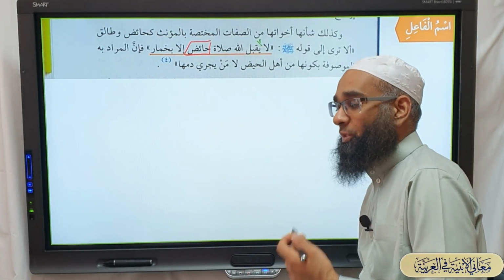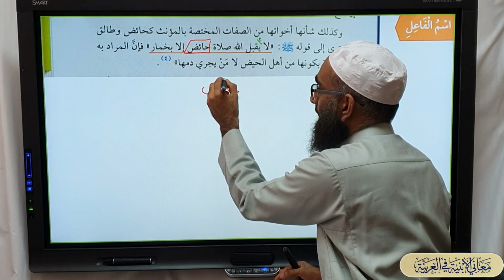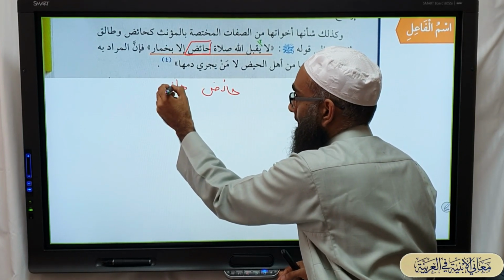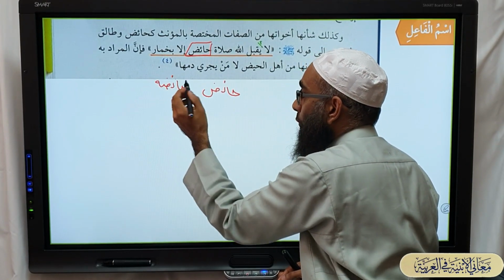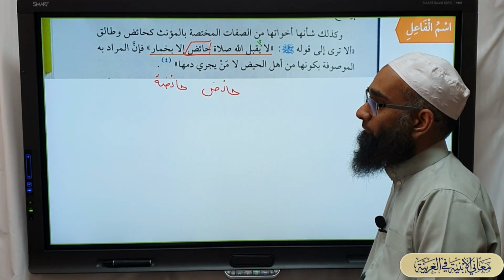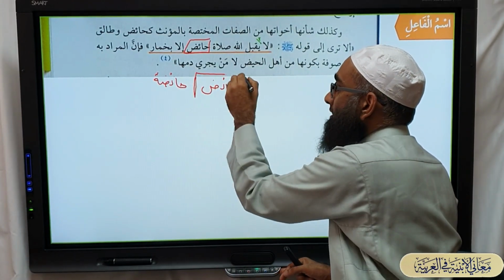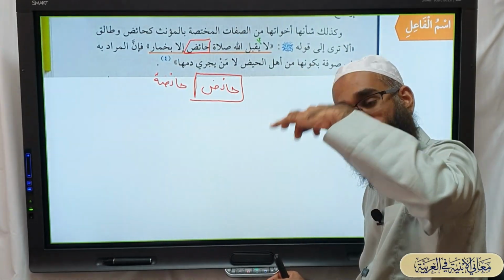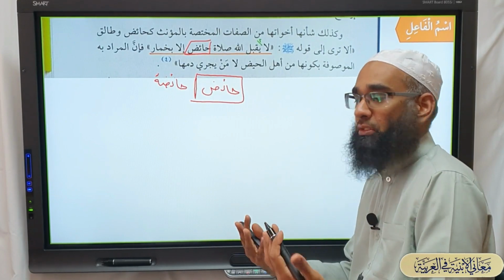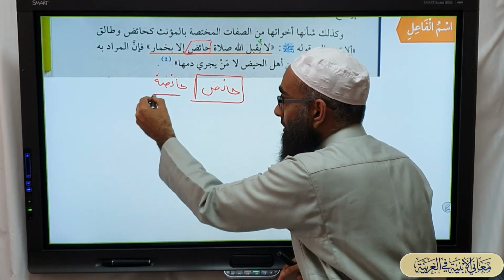Now, a ha'id and ha'idha. Who is the ha'id? And who is the ha'idha? Who prays salah? The ha'id or the ha'idha? The ha'id. One who has reached the age of puberty, who has the potential of menstruating. And ha'idha is a lady actually in menstruation.